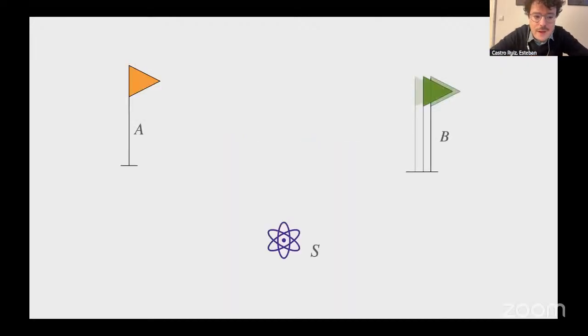Suppose we have three systems, A, B, and S. And suppose two of these systems, A and B, are reference frames. In this case, they are flags. You can imagine them as reference frames for position, or more precisely, reference frame for the translation group. It's something that breaks the translation symmetry, thereby allowing you to define quantities that are, you could say, a priori not symmetric under translations, but you define them in a symmetric way by adding a reference frame.